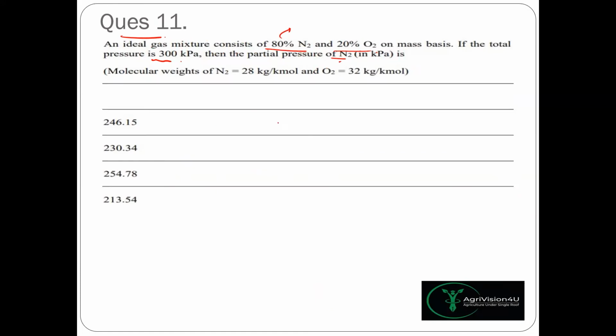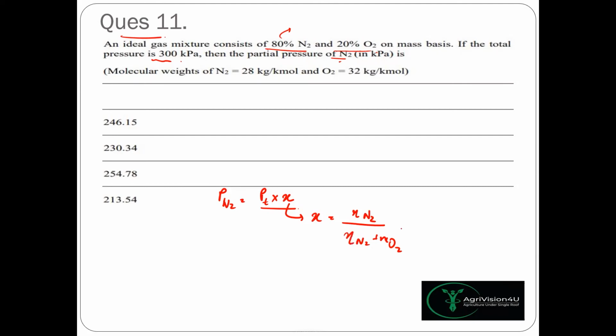Okay. So partial pressure of nitrogen would be equal to total pressure multiplied by the mole fraction. So here we have the mole fraction multiplied by total pressure would be equal to the partial pressure of N2. So we have to find out the mole fraction first. That means number of moles of N2 divided by total number of moles, that is number of moles of N2 plus number of moles of oxygen. Okay, fine.